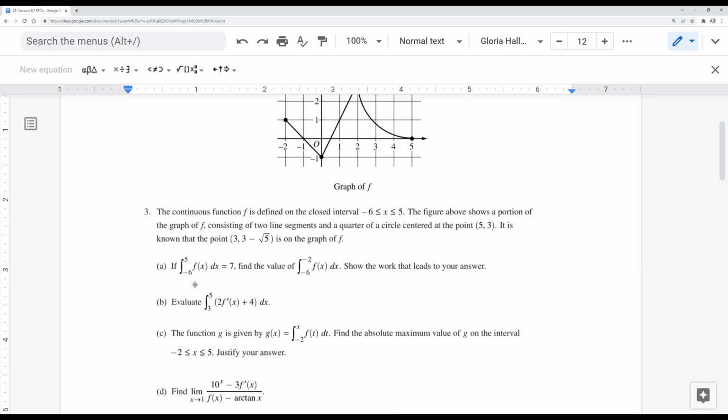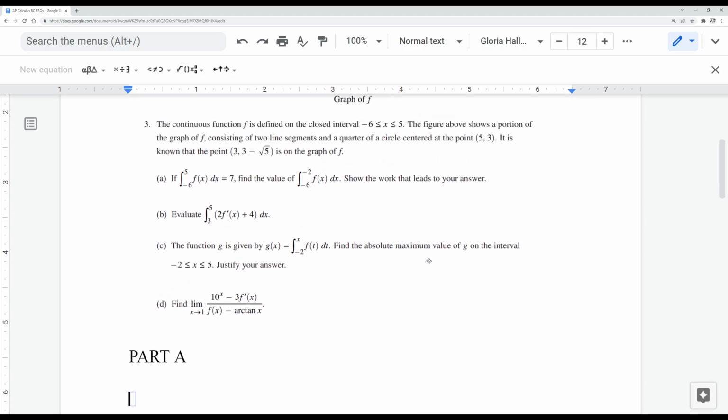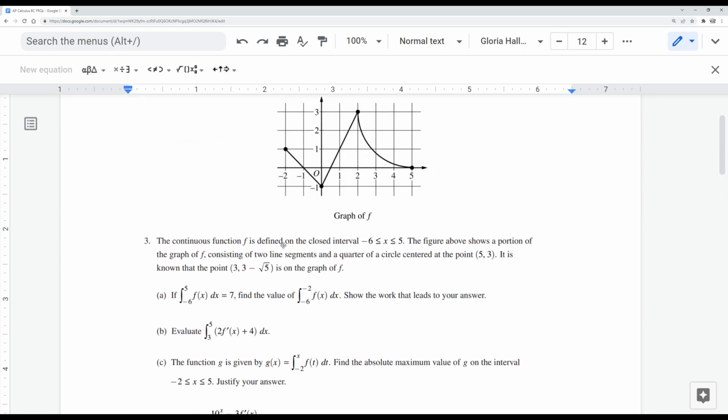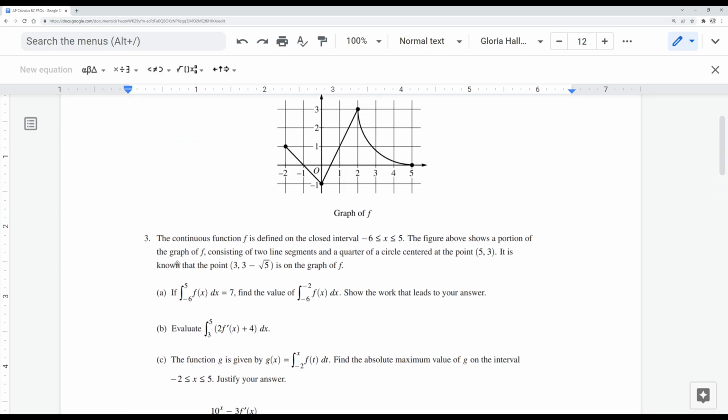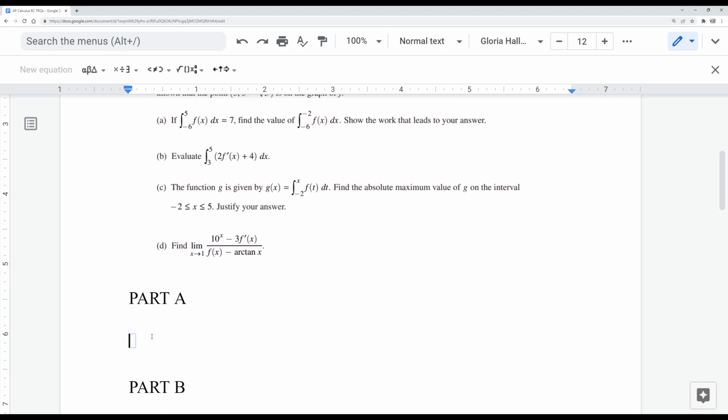But A: if the integral from -6 to 5 of f of x dx equals 7, find the value of the integral from -6 to 2 of that. So, show the work that leads to your answer. So you can't just say, oh, I figured it out in my head or something. Oh, by the way, this question, if you do go to it, is on the no calculator section. So, just an FYI. Alright, let's do A.